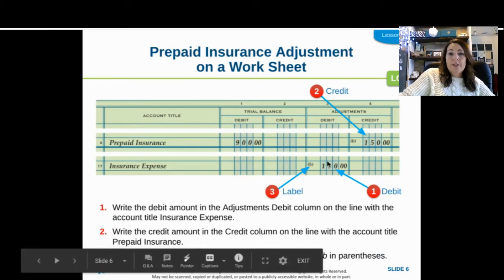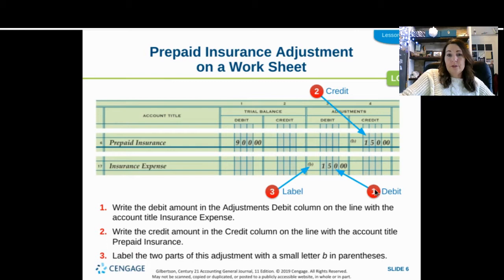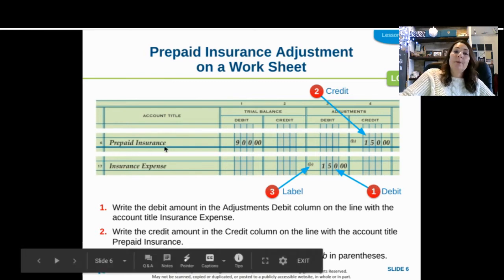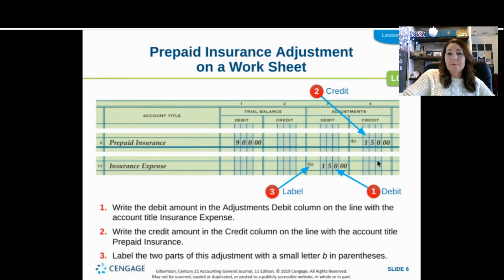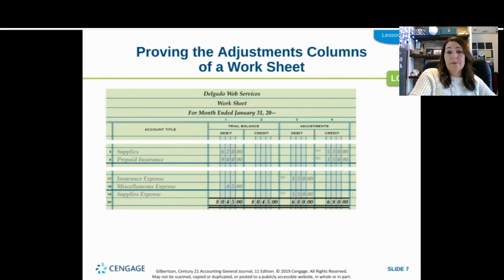So we are going to go to our prepaid insurance. Now, my numbers are different than the way they do it, but I go to prepaid insurance and put in my credit amount of 150, because that's what we want to reduce by. Then I'm going to go to my insurance expense and enter that as a debit. All of this is happening in the adjustment columns. For this textbook and this chapter, we are only going to have 4 items entered into the adjustment columns: the supplies, supplies expense, prepaid insurance, and insurance expense.